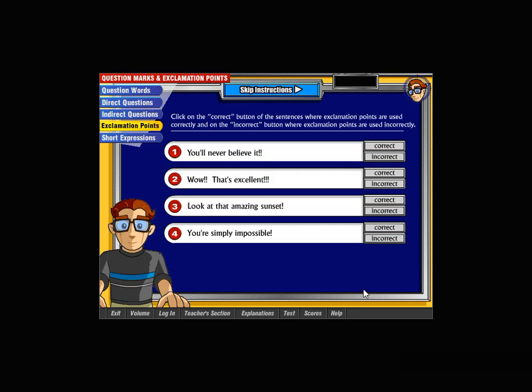Try this to see if you've now grasped what I'm getting at. Choose whether the sentence uses exclamation points correctly or not. When you've finished, click Done.